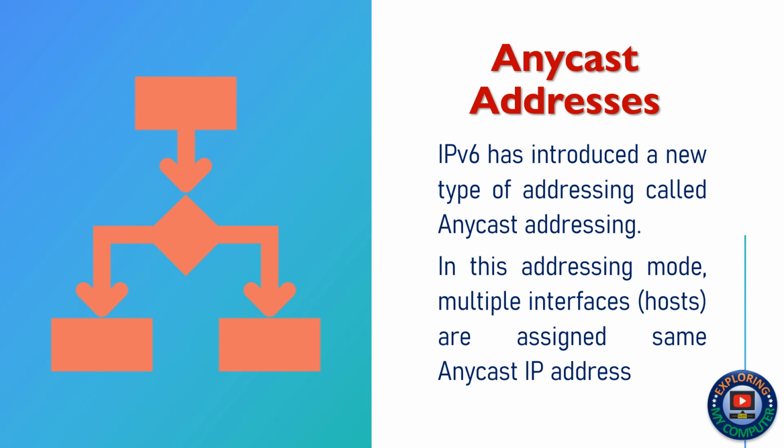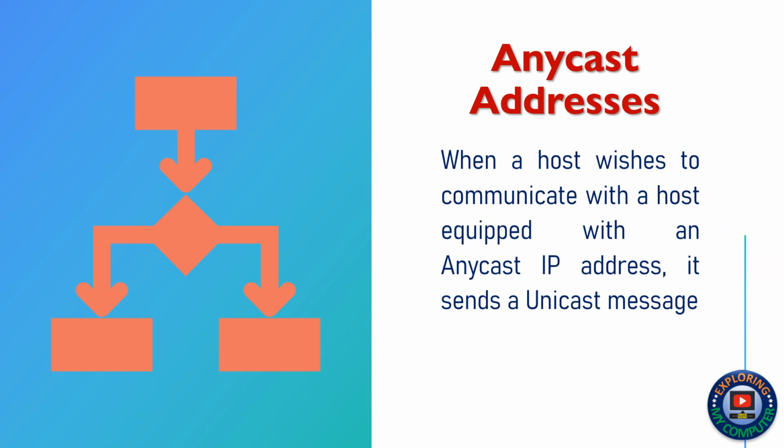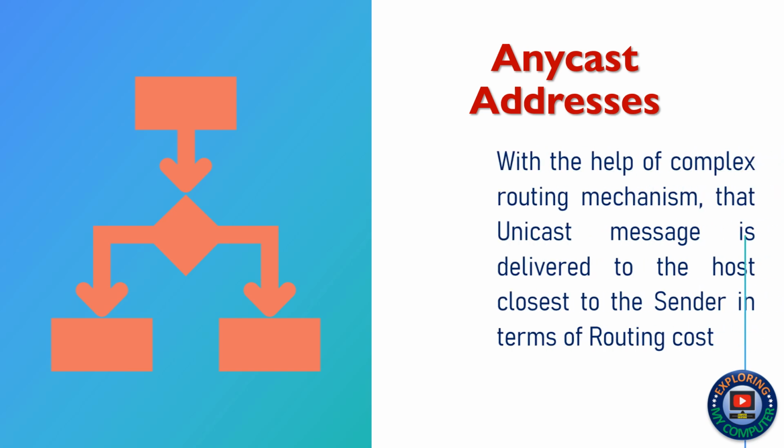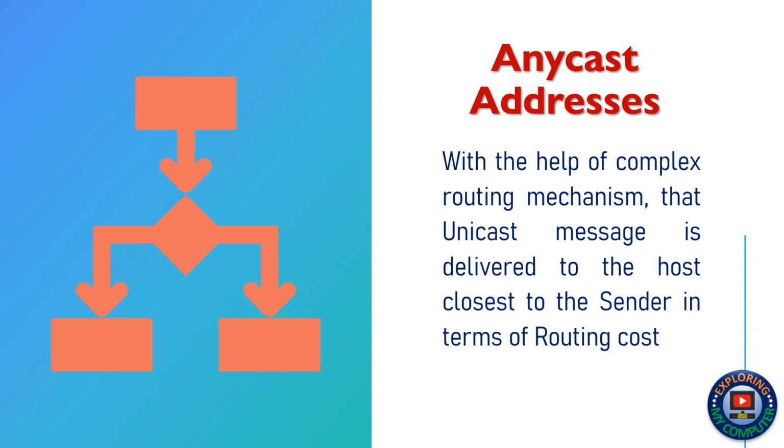IPv6 has introduced a new type of addressing called Anycast addressing. In this addressing mode, multiple interfaces are assigned the same Anycast IP address. When a host wishes to communicate with a host equipped with an Anycast IP address, it sends a unicast message. With the help of a complex routing mechanism, that unicast message is delivered to the host closest to the sender in terms of routing cost.